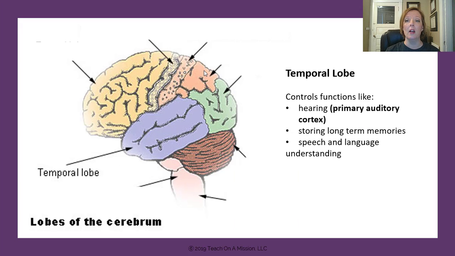Okay, the next lobe is the temporal lobe, and it controls functions like hearing. It's responsible for storing long-term memories, and it is for speech and language understanding. So what I want you to do is take your hands and pretend that you are pushing your hair back behind your ears. You are basically rolling your hands along your temporal lobe, sweeping your fingers along your temporal lobe. I also think of a mnemonic with temporal. It sounds like tempo, which is part of music. And so that is a little mnemonic that helps me remember tempo, temporal lobe.